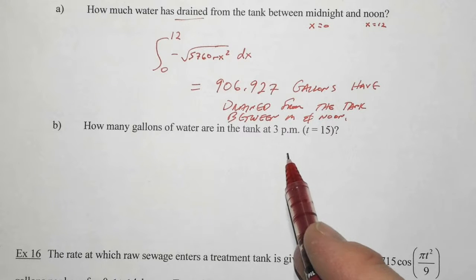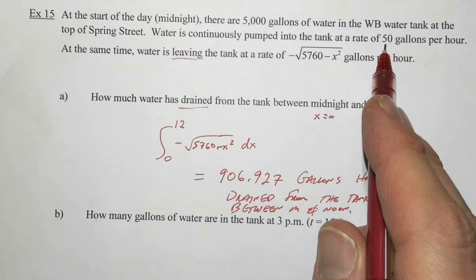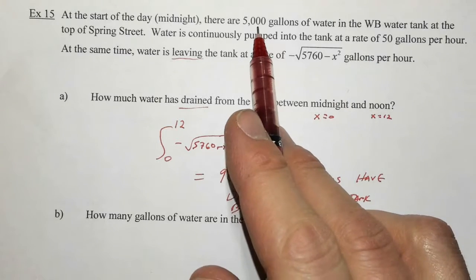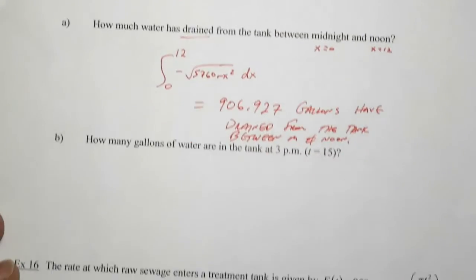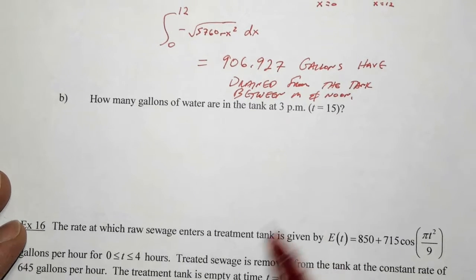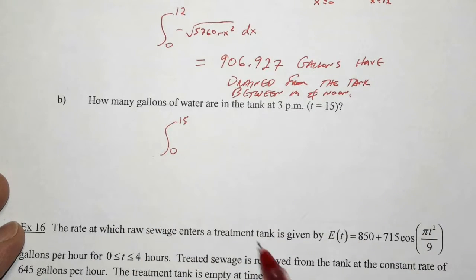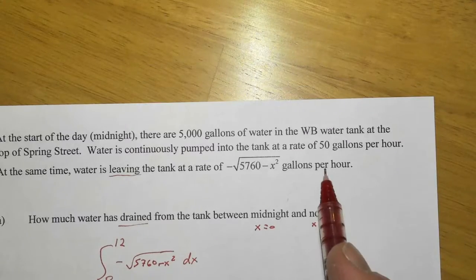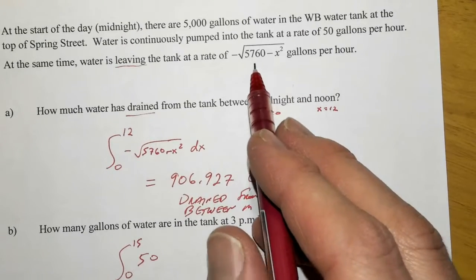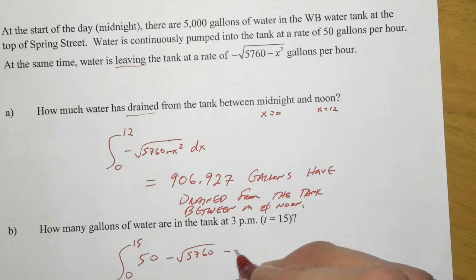Because now we need the total rates, and we have both rates happening here: the rate of water leaving as well as the rate of water entering, and we have a third piece, the 5,000 gallons of water at the start of the day. We want to know how much water is in the tank when t is equal to 15. So we are going to have our integral from 0 to 15, and it's going to be the rate going in, which is 50, and then the rate going out, so minus that square root 5,760 minus x squared.